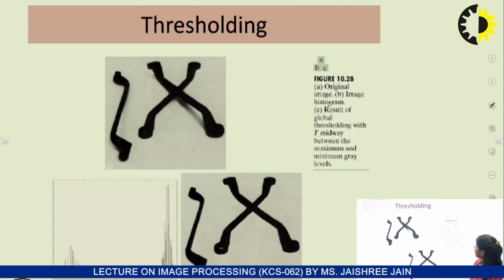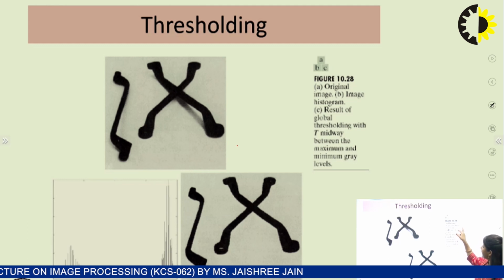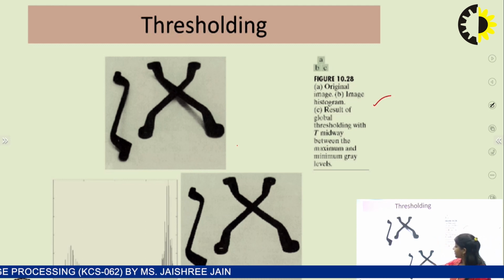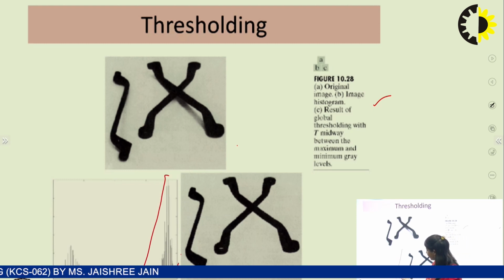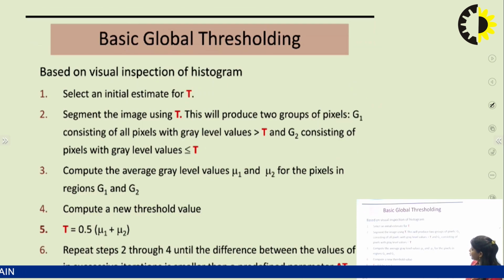So this is a figure. We have the original image, background with the two objects. So we can apply here, the original image is there. This is the image histogram, means we have background pixels in one part and foreground pixels in another part. So we can separate background from the foreground by applying the threshold value.